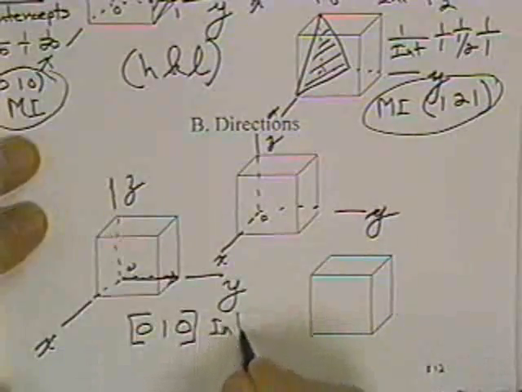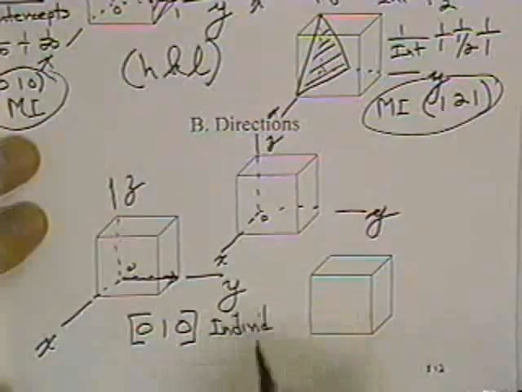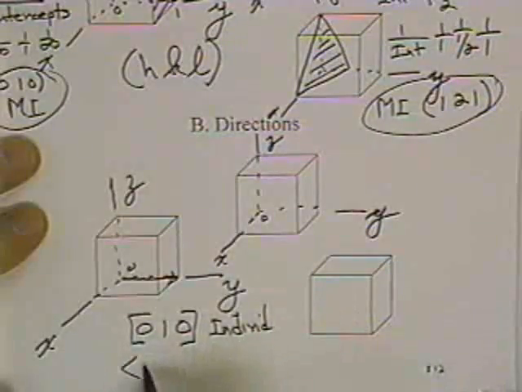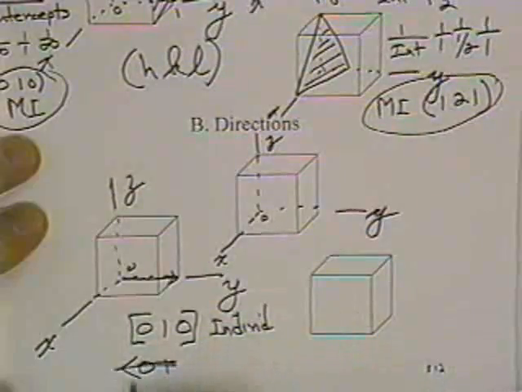That would be an individual direction. Families of directions are indicated with these caret marks.